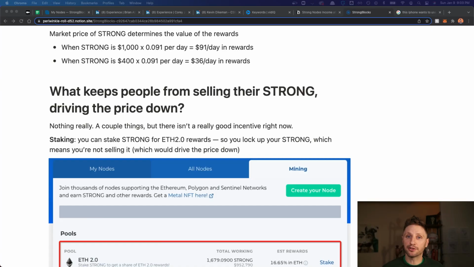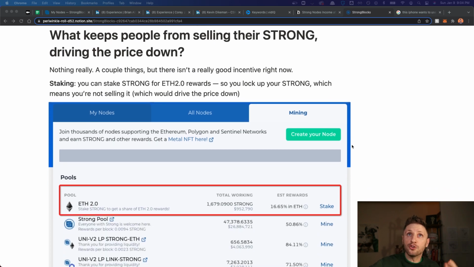So what keeps people from selling their Strong? The answer is nothing really. There are a couple of things that kind of incentivize it, but this is some of the downside of Strong at the moment. You can stake Strong, similar to some other protocols. You can stake it right now for ETH 2.0 rewards.